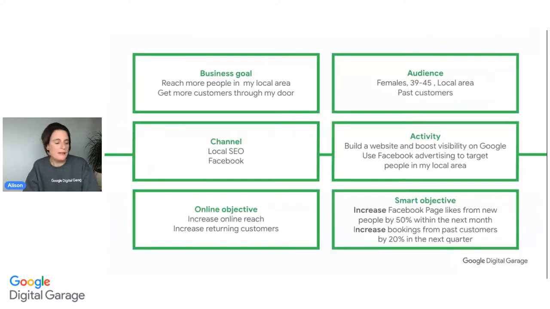So you can see here, this SMART objective gives Max something very specific that he can aim towards. Increasing Facebook likes. He knows his audience are on Facebook. He can now measure whether the activity he's doing, the content he's posting, the ads he's doing are going to achieve that. And then looking at increasing bookings from past customers because he wanted returning customers. He wants more people to come back by 20% in the next quarter. Max will then be able to look within the next quarter and see whether he's managed to achieve that.